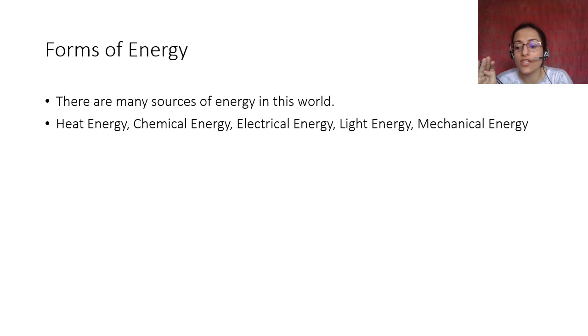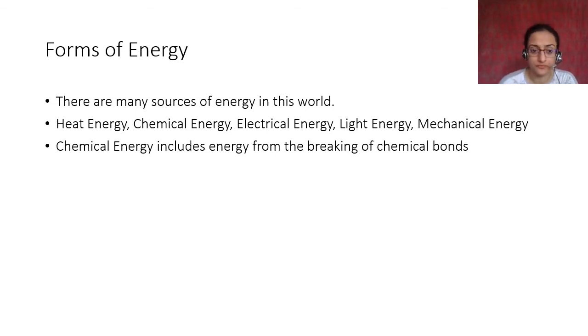What is solar energy? It is a form of light energy. And it also has heat energy in it, right? Because you feel hot when you go there, in the sun. So heat energy, chemical energy, electric, these are different forms of energy that you can have.